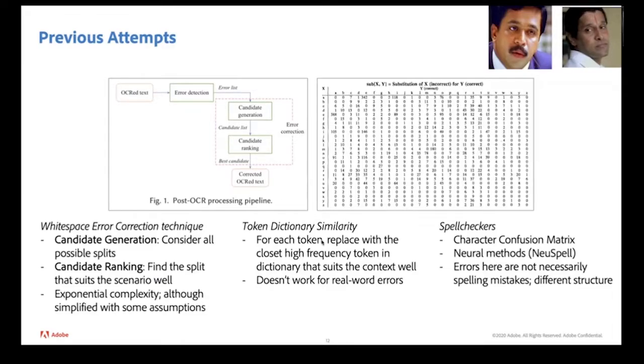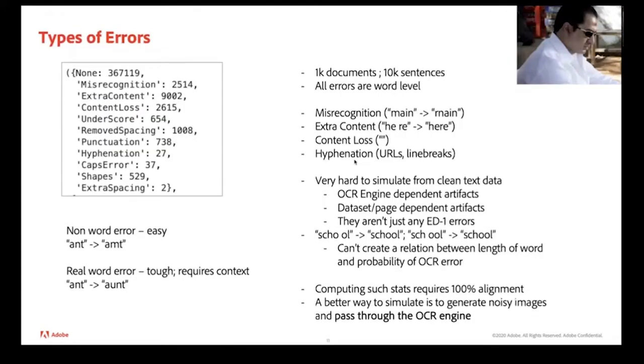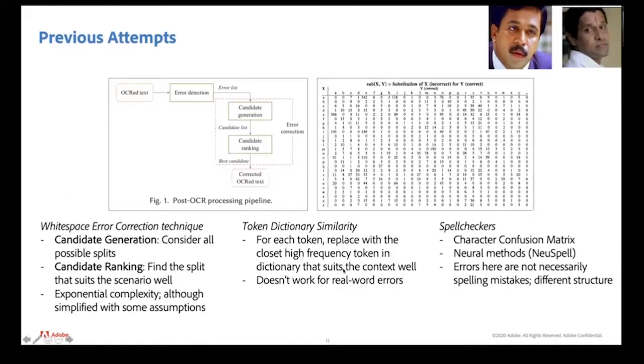This works for errors such as this, where it notices R, and this probably wouldn't exist in the dictionary, so it is good for them. But when the error is actually a good word, as in, let's say, AUNT gets printed as ANT. Now ANT is a word that can exist in the dictionary too, so this token dictionary correction doesn't work for them.